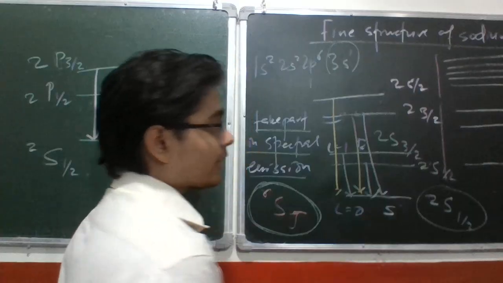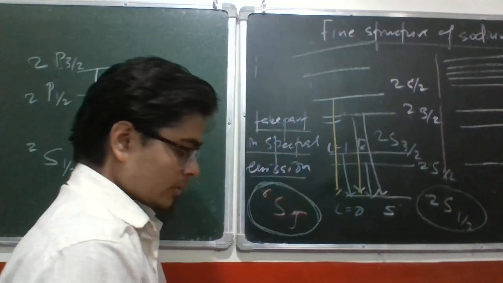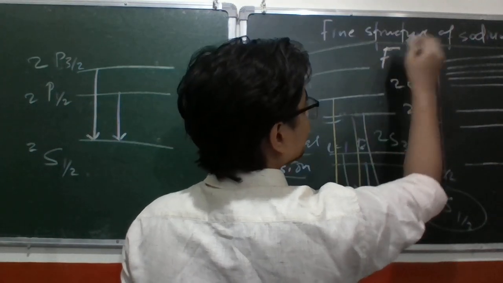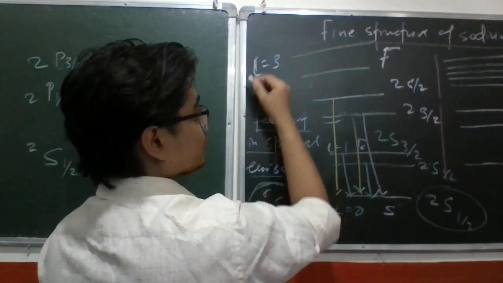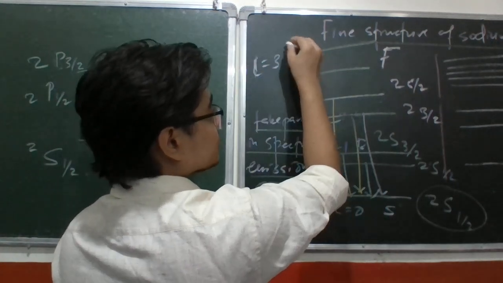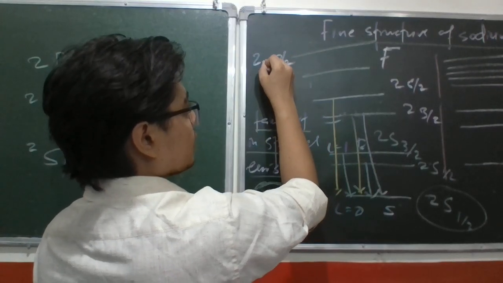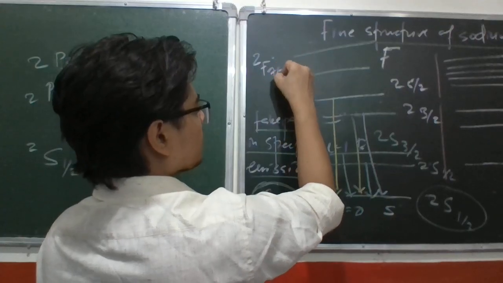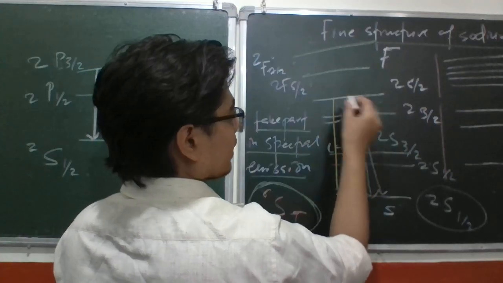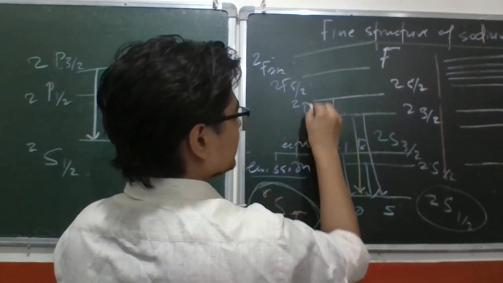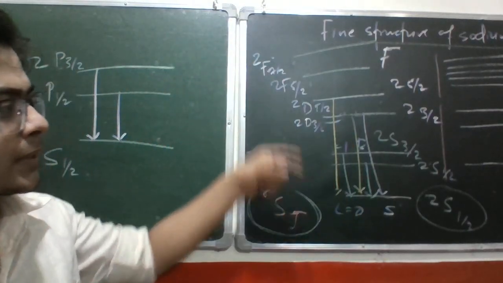Okay, now again, if I consider that I have an electron coming from the F subshell, then L would be 3. So I'll have the value 3 plus half, which is 7/2, 2F 7/2 to 2F 5/2, and we will have 2D 5/2, 2D 3/2. So we'll have a lot of spectral lines.